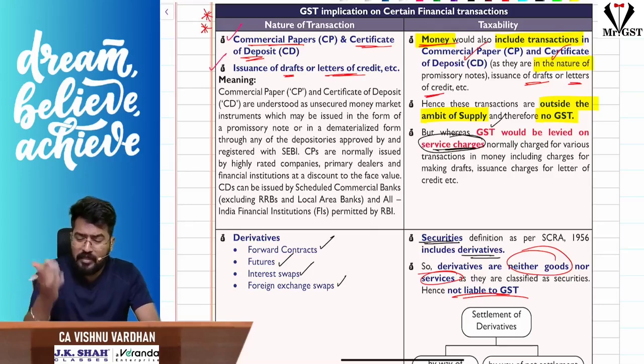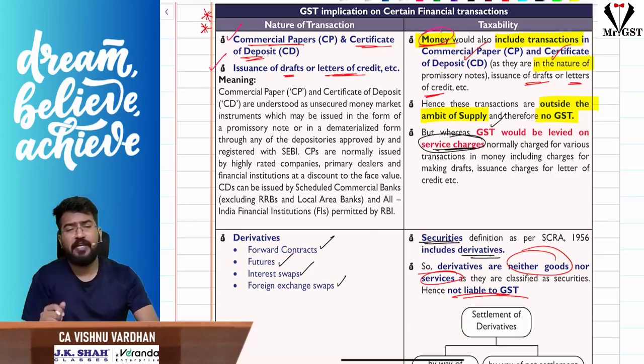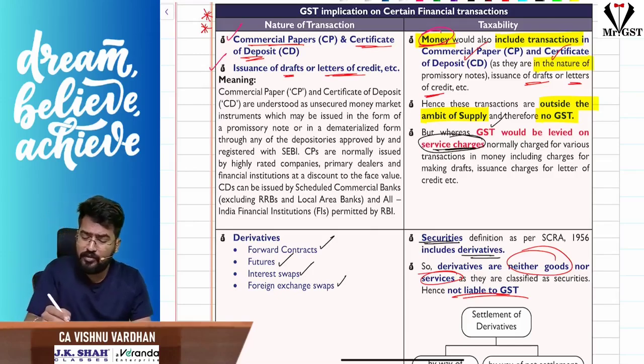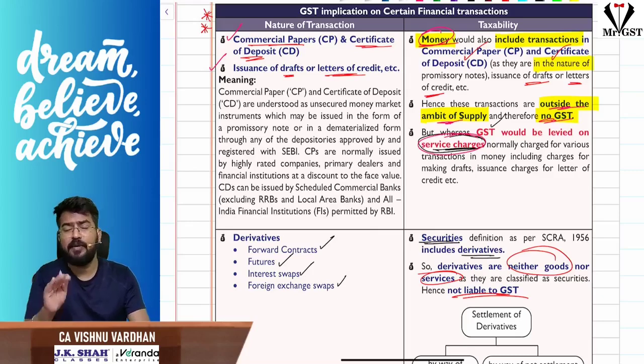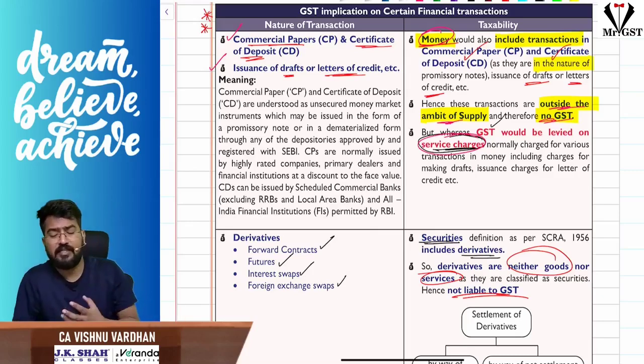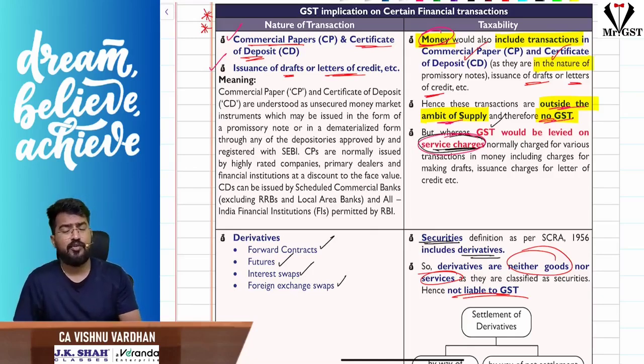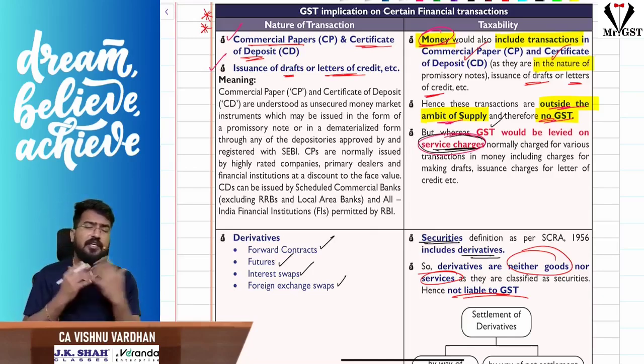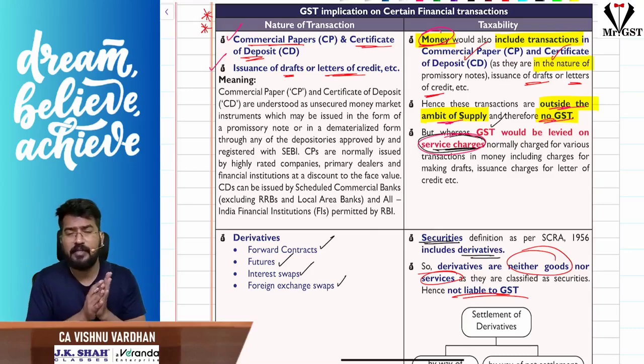They are nothing but coming within the ambit of money. They are also another form of money, and you know money is outside the ambit of GST. So these things are outside the ambit of supply and there is no GST. But for issuing this commercial paper, certificate of deposit or draft, any other service charges you are taking, documentation charges, whatever extra things, that will be treated as supply.